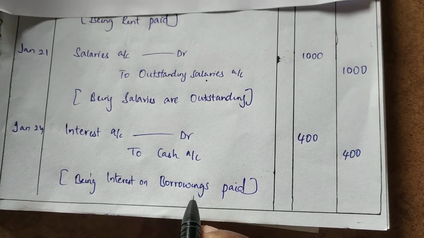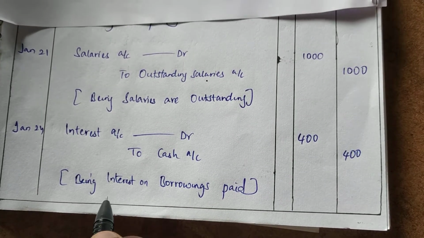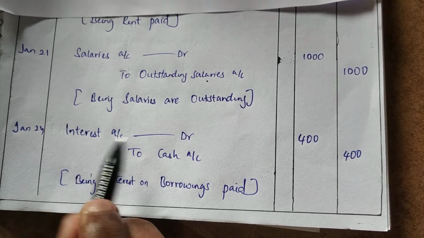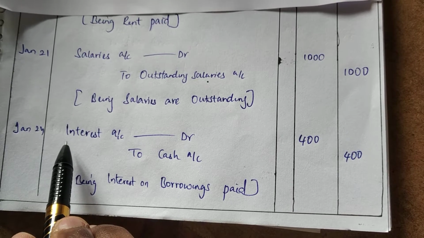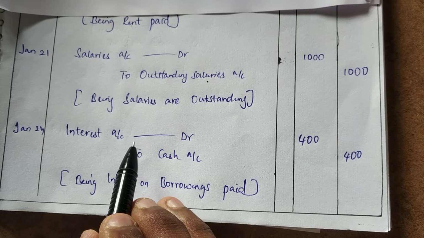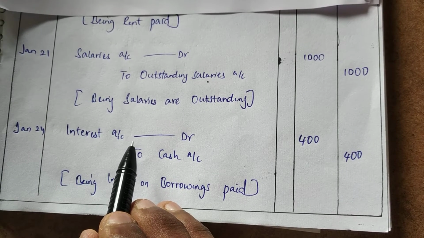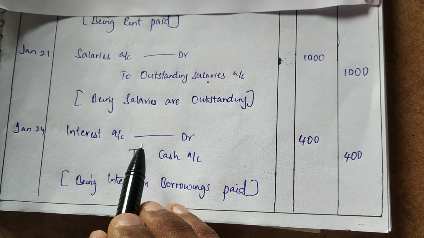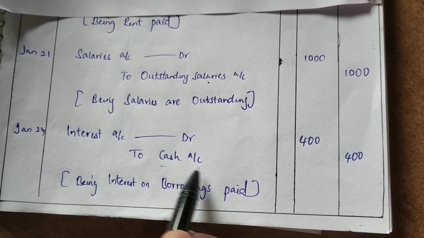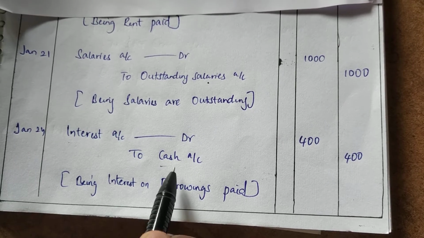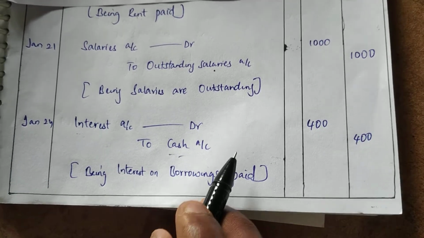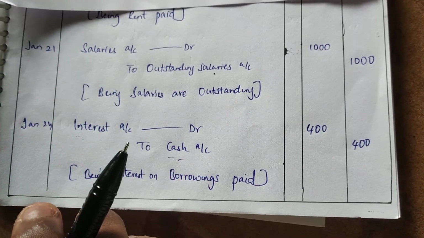Whatever borrowings they have taken from other parties, they have to pay some interest on those borrowings. Since interest is an expense, we have to debit it as per the nominal account rule: debit all expenses and losses, credit all incomes and gains. So we are debiting the interest account. And since cash is a real account and cash is going out, as per the rule debit what comes in, credit what goes out, we are crediting the cash account. I hope you are very clear with this transaction.